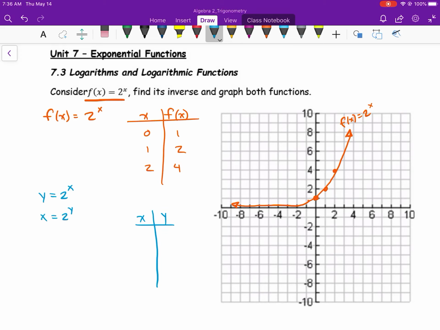So if I do my table, I have to plug in numbers for y. If y is 0, x is going to be 1. If I plug in 1 for y, x will be 2. Plug in 2 for y, x will be 4. So we have the points 1, 0; 2, 1; 4, 2. Instead of the asymptote being the x-axis, the asymptote is the y-axis. So this is x equals 2 to the y.